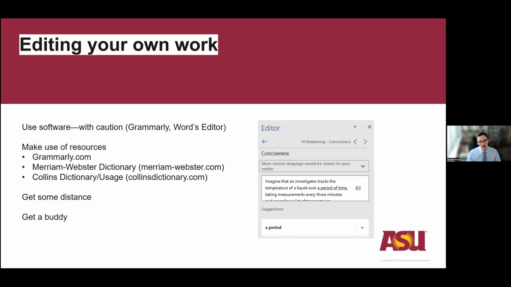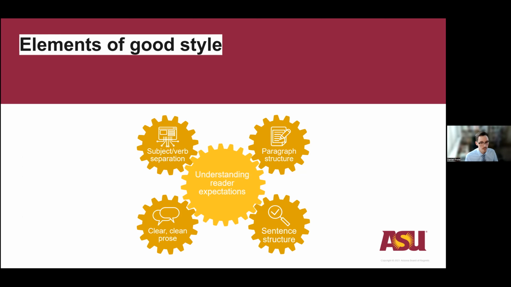So I became aware of the issue and tried to avoid it. In other words, a little bit of lighthearted public shaming helped me to correct some of my common flaws as a writer. So get a buddy. All right, so now I'd like to transition to discussing some elements of good style.